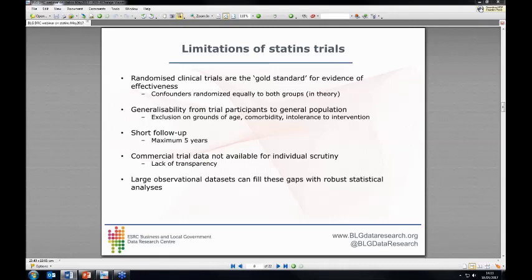A large observational population-based cohort study could fill these gaps and be an important new source of information on the possible survival benefits of statins in routine practice.